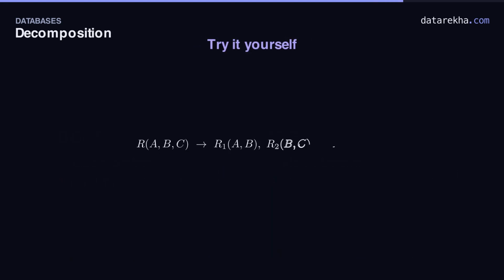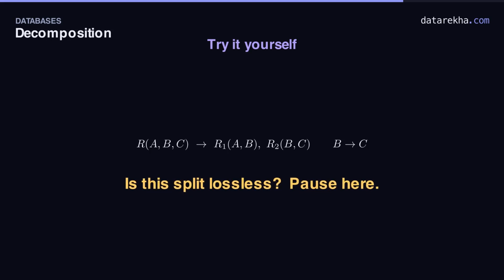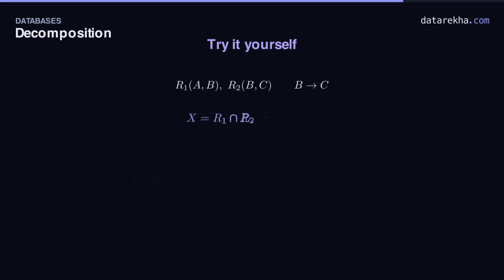Your turn. Take R with A, B, C, and split it into R1 with A and B, and R2 with B and C. Suppose the rule B gives C holds. Is this split lossless? Pause, work it out, then come back. I'll wait. Here's the walkthrough.